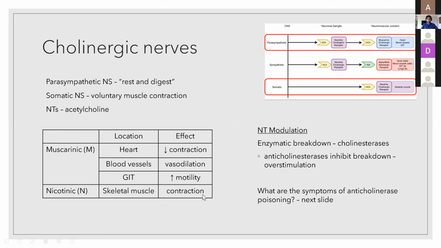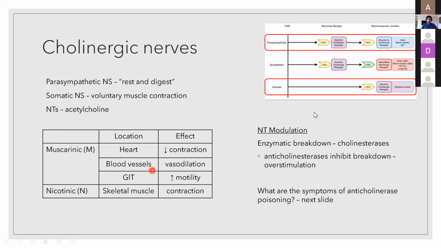Okay, how are neurotransmitters modulated? So at these cholinergic neuromuscular junctions, there are enzymes called cholinesterases, and these break down acetylcholine. There's a substance called anticholinesterases, and they act as antagonists and bind to cholinesterases, and these stop these enzymes from breaking down acetylcholine, so more of it will be stimulating our cholinergic receptors, meaning it could lead to overstimulation. And this overstimulation can cause what's called anticholinesterase poisoning, and we need to know some of the symptoms of that. The next slide will give us some mnemonics and some ideas so we can remember what happens when our muscarinic receptors and our nicotinic receptors are overstimulated.